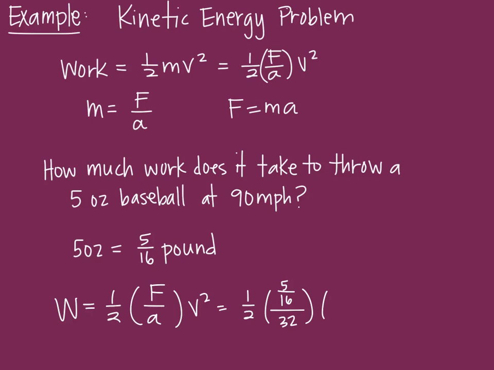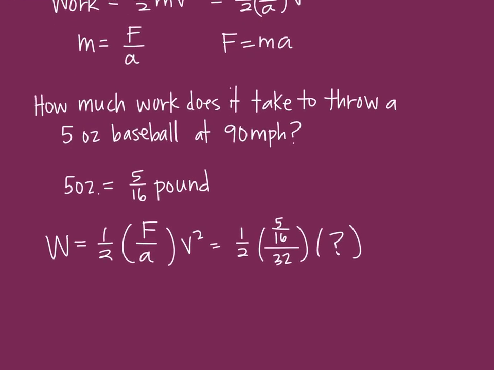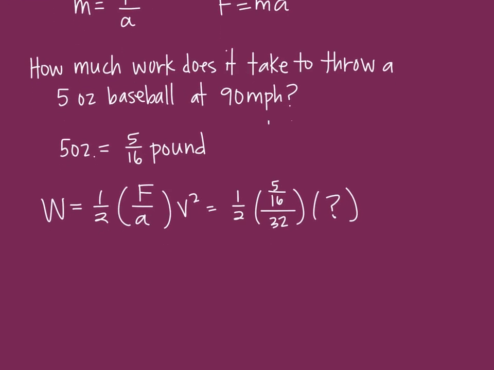What's the problem with velocity, though? It's in miles. We can't use 90; we've got to change it. We want to get it into feet, first of all, and we need to get it into seconds. Why? Because what's acceleration measured in? Feet per second squared. So I need to change my velocity to feet per second.